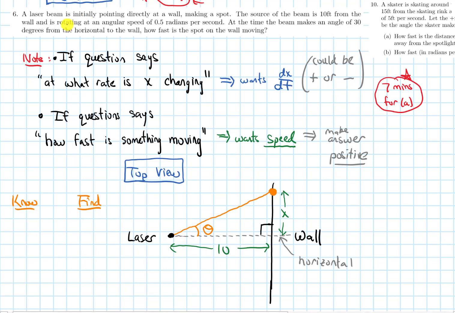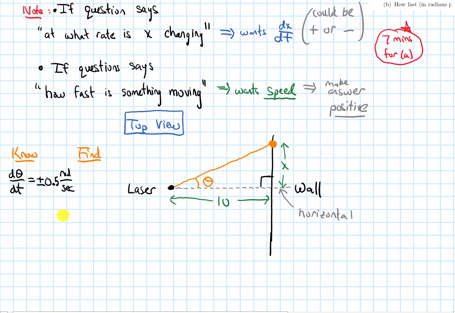All right, and we know the rate at which this laser is rotating, so that's going to tell us d theta dt. It tells us it's rotating at 0.5 radians per second. I technically don't know what direction the laser is rotating, so I don't know if theta is increasing or decreasing. So I don't know whether d theta dt will be positive or negative, so let me write a plus or minus.